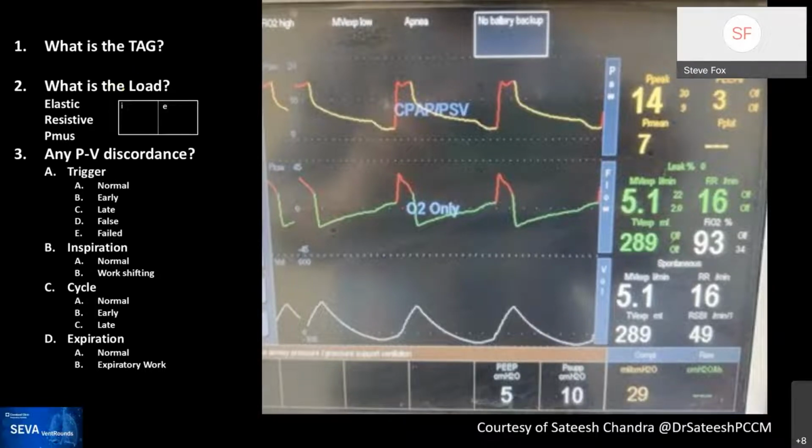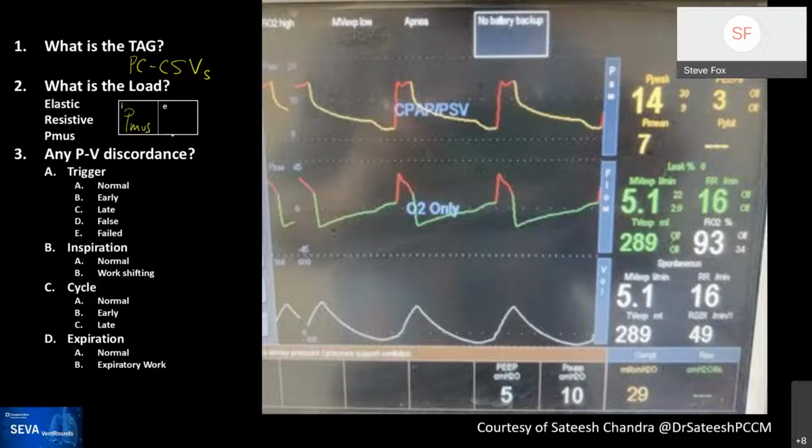So it looks like it is probably PC-CSV, S. And I say that because, for one thing, it's spontaneous. For two, the pressure seems to be level at the top, and there's no uniform flow waveform. Okay, what's the load, elastic, resistive, PMUS? Well, when it's CSV, it's almost always PMUS. So I'm going to go with that one. And just because the patient's breathing so much, you won't really be able to assess the elastic and resistive load very effectively.